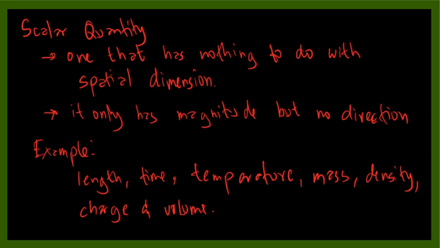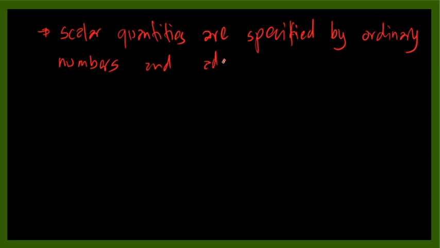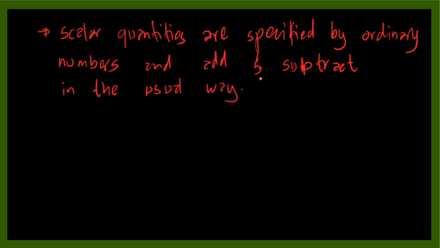But when it comes to computations or arithmetic operations of this type of quantities, okay, so scalar quantities are specified by ordinary numbers and add and subtract in the usual way. So what does it mean? So scalar quantity, we could subtract or add them in the same manner that we are doing with common numbers. So we could add them and subtract in the usual way.